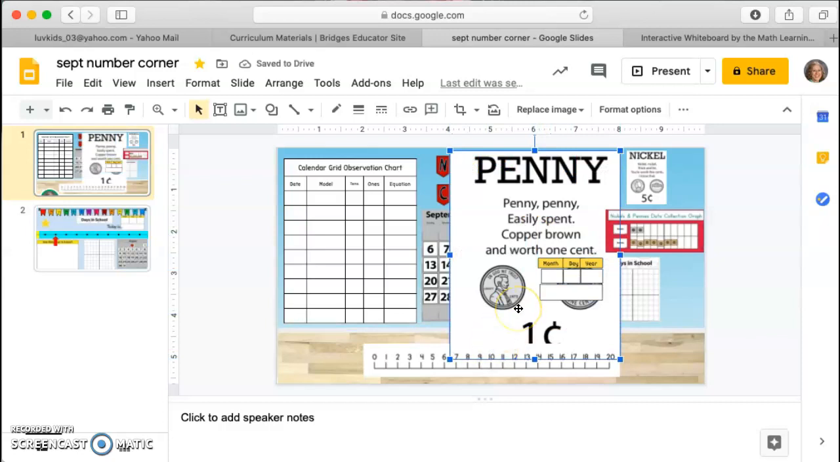Let's sing our song. Penny, penny, easily spent, copper brown and worth 1 cent.